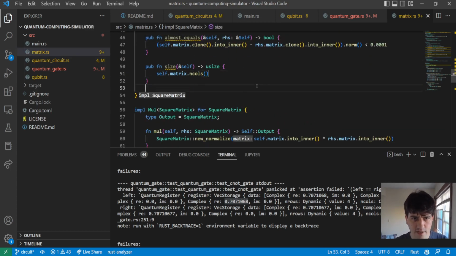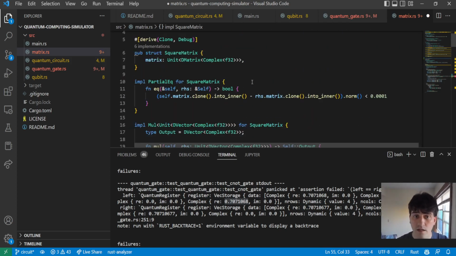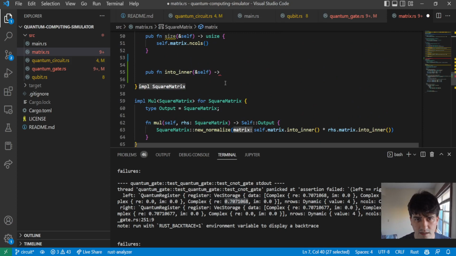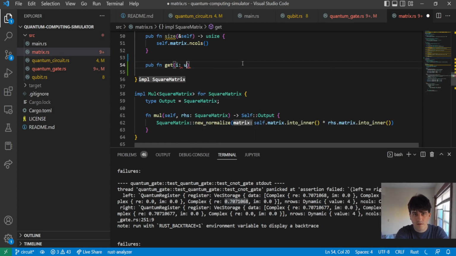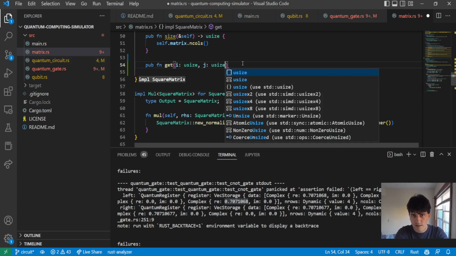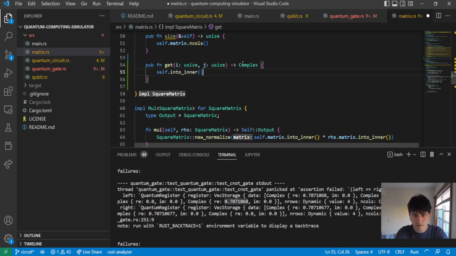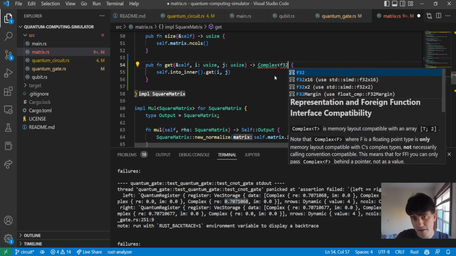Okay, so within matrix, we just need a way to get at the matrix that's contained within square matrix, which is just going to be this type. Actually, I don't love doing it that way. Instead, let's just have a pub function get, and just get each element individually. So let's get i and j and return a complex number made of f32s.